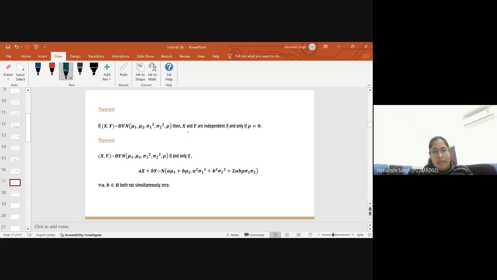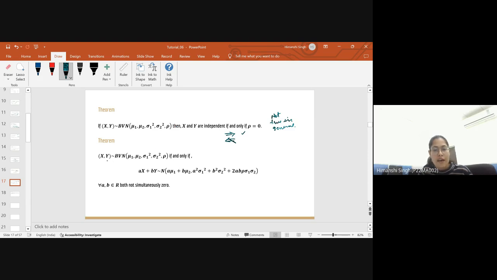So basically the independence condition holds if and only if the correlation is zero. If they are uncorrelated, then they will be independent, and if they are independent, then they will be uncorrelated. So here the if and only if condition holds for the bivariate normal distribution. This is not true in general. For general distributions, the part that independence implies uncorrelated is true for all, but the converse part is not true, though the converse is also true for the bivariate normal distribution.